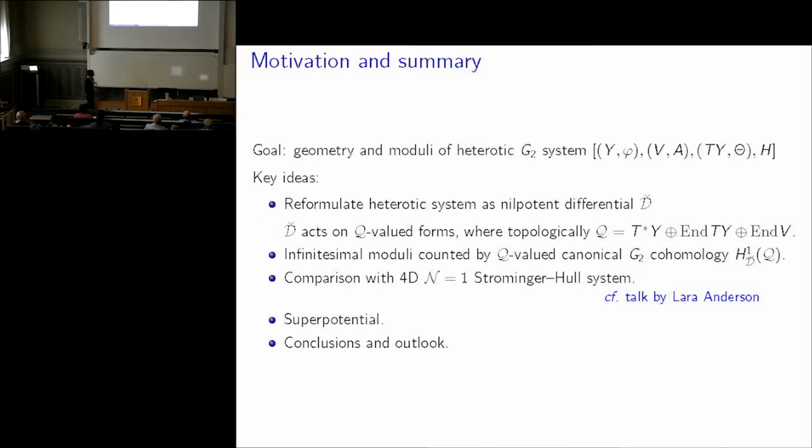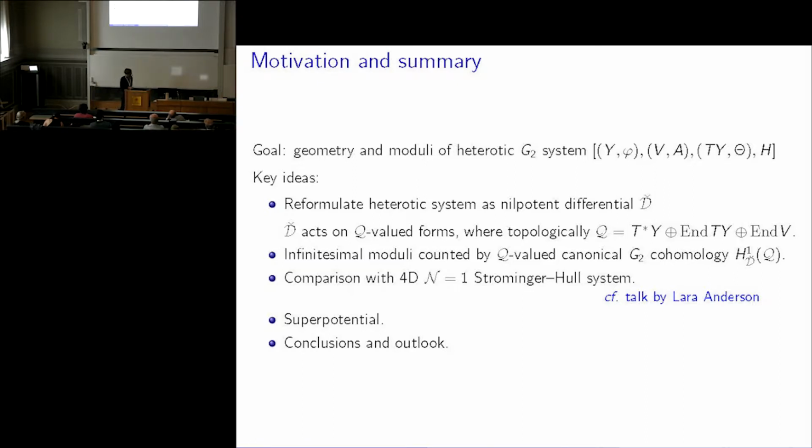So the key idea here, and the result that I will report to you today, is that we can reformulate this heterotic system as a nilpotent differential which acts on a certain bundle, which I will call Q, and this bundle is topologically a sum of the cotangent bundle of the space, the endomorphisms of the tangent bundle, and the endomorphisms of the vector bundle. And I will show that the infinitesimal moduli can be counted by a Q-valued cohomology, which is known as the canonical G2 cohomology, and I will describe what this is.